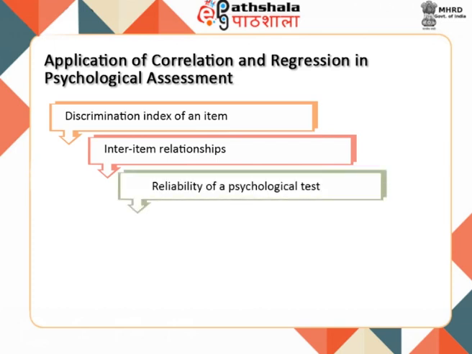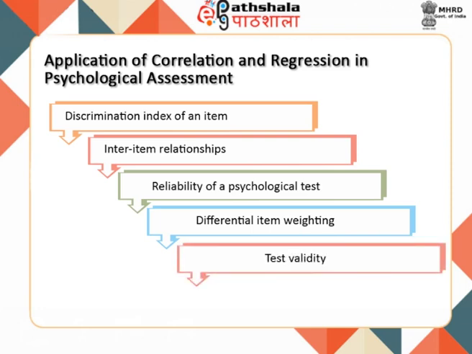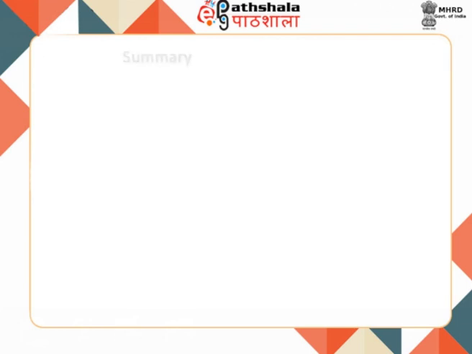Reliability of a psychological test, that is, the consistency in test scores over repeated administrations, is also established by computing the coefficient of correlation. While constructing and standardizing a psychological test, differential item weighting is done when items are assigned weights as per their contribution to the total test score. Correlation and regression are also used to establish test validity, that is, the extent to which a test measures what it is intended to measure. Let us now summarize what we have learnt in this module.